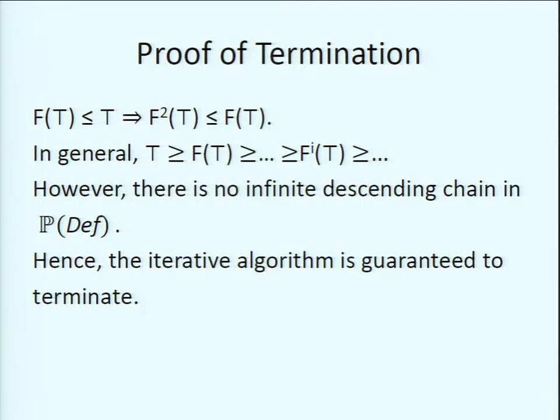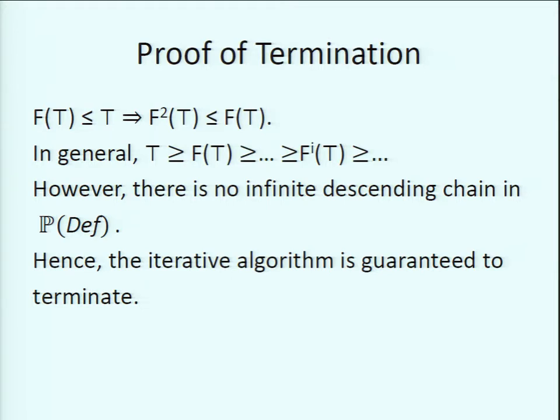Okay, and the proof of termination again is very simple. All of this uses the fact that the iterative algorithm starts with top and then it computes f^i of top, and the fact that the function f is monotonic. So again you have top and you have f of top, but you know that f of top will be less than or equal to top because f of top is just some other element of the lattice, therefore it's going to be smaller than top.